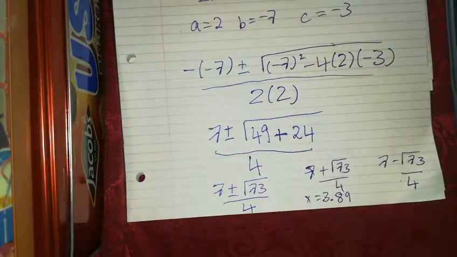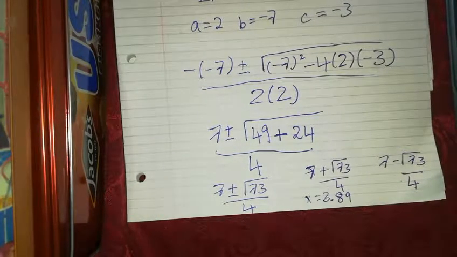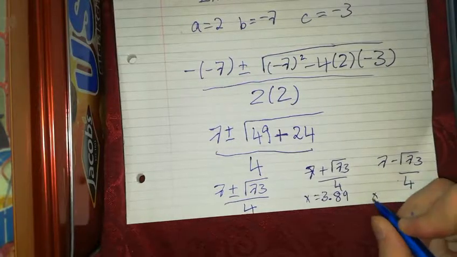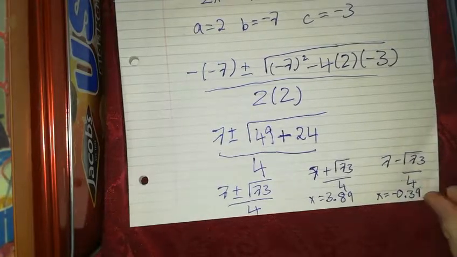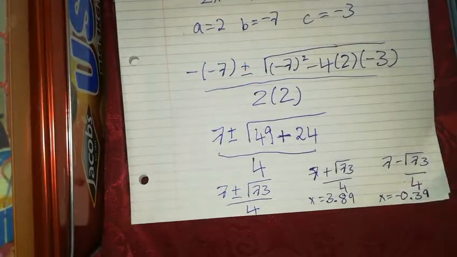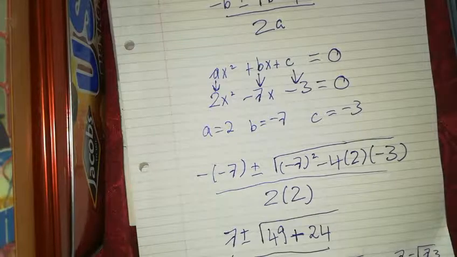And then in the next one, when I have minus the square root of 73, I get that x is equal to minus 0.39, correct to 2 decimal places. So those are my two answers for x.